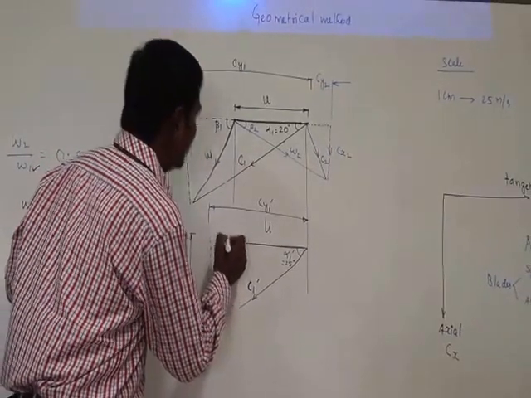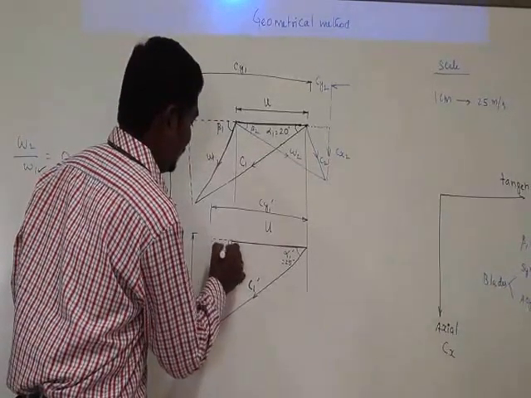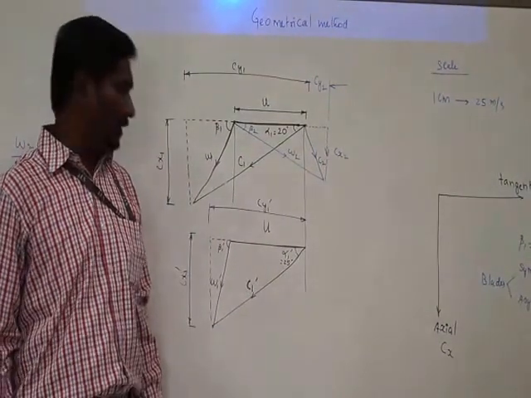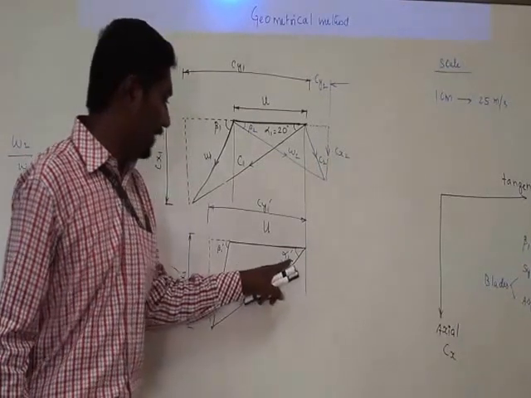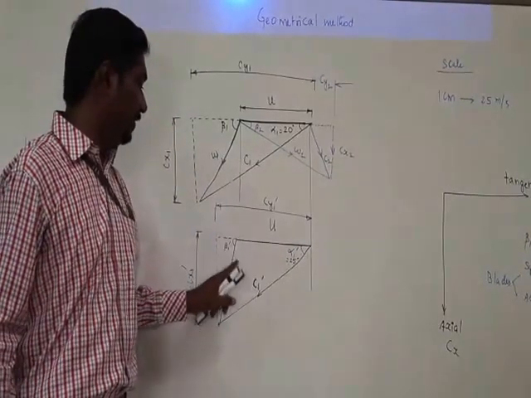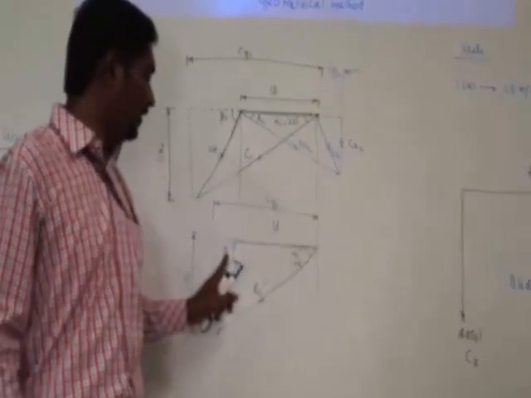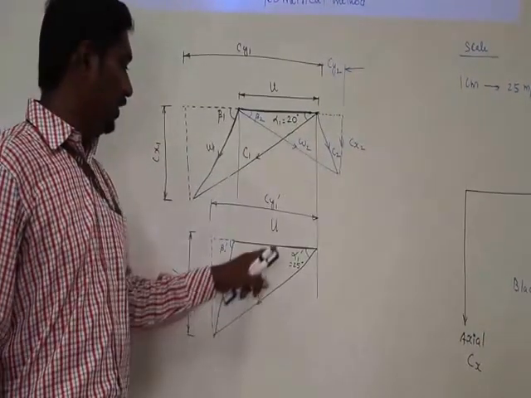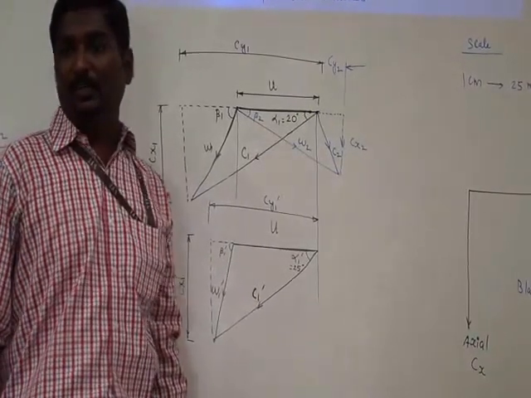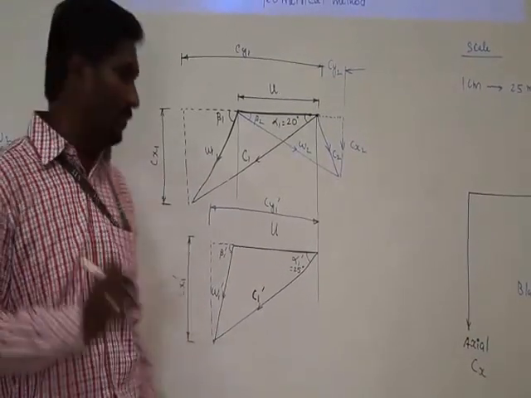And what is this angle? This is beta 1 prime. This is alpha 1 prime. This is beta 1 prime. This is the blade angle, this is from the guide blade angle, and this is from the moving blade angle. So after this, we are going to draw the outlet velocity triangle for the second row of the moving blade.